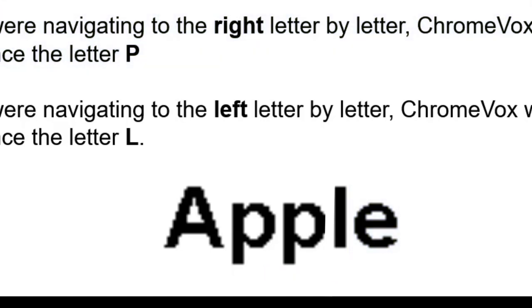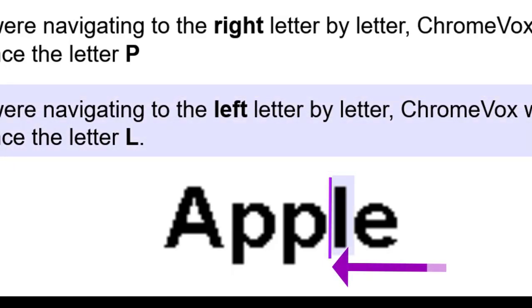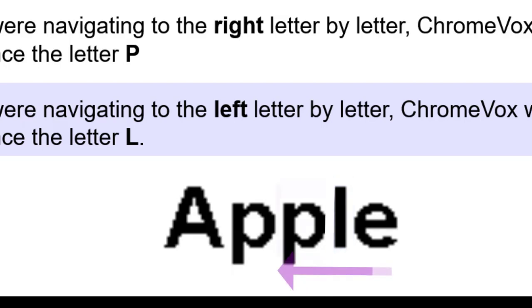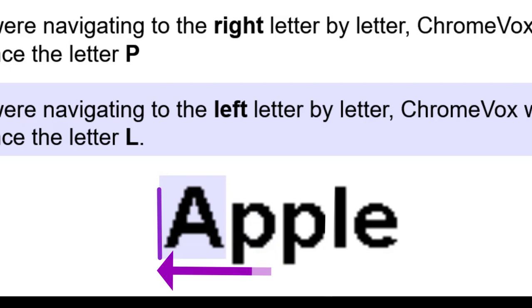If you are navigating to the left, letter by letter, before your cursor was here, ChromeVox would have announced the letter L. And if you kept navigating to the left, it would announce the letter P that it just passed, and then the second P because it would have passed that. And then if you were to do it one more time, it will navigate in front of the A and will announce the letter A.